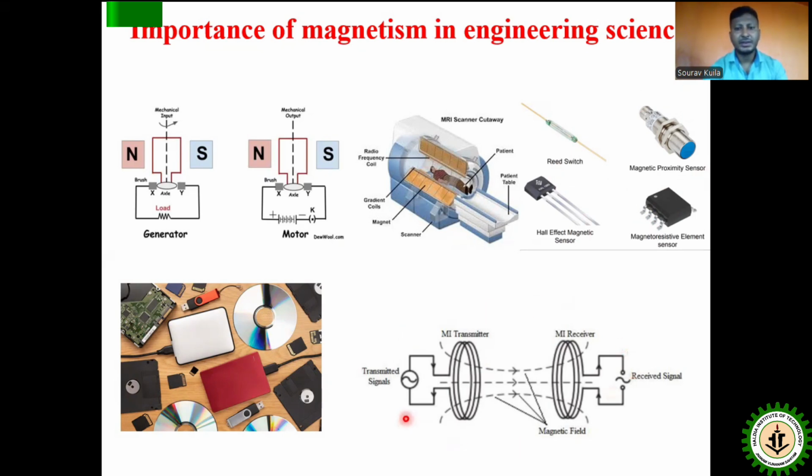The last image is of a communication system. The first one is the transmitter of the signal, and the second one is the receiver of the signal. In both cases, these magnetic coils are used to transmit or to receive the signal. So we can say in every corner of our technology and engineering, magnetic materials are heavily used. So it is very important to learn about magnetism and magnetic materials.